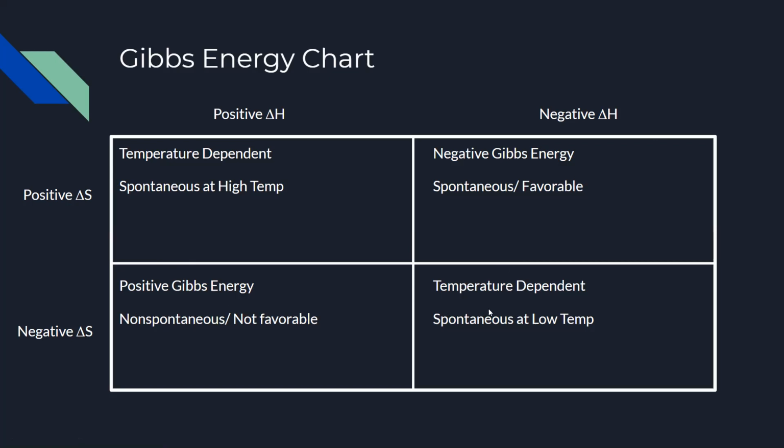And if you have negative, negative, you're temperature dependent, but you're spontaneous at low temperatures. So you can think of it as positive, positive, high temperature; negative, negative, low temperatures; spontaneous at negative delta H, and non-spontaneous at positive delta H. So you could take a picture of this chart. It's pretty helpful in answering questions that regard Gibbs energy.